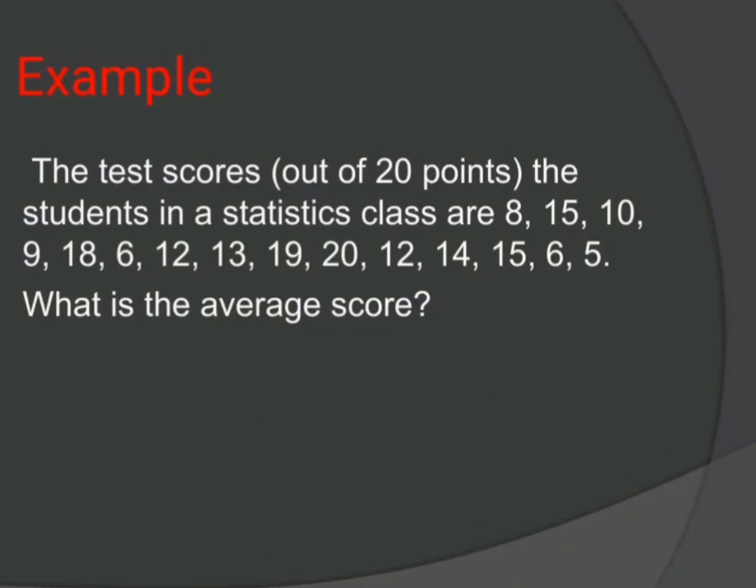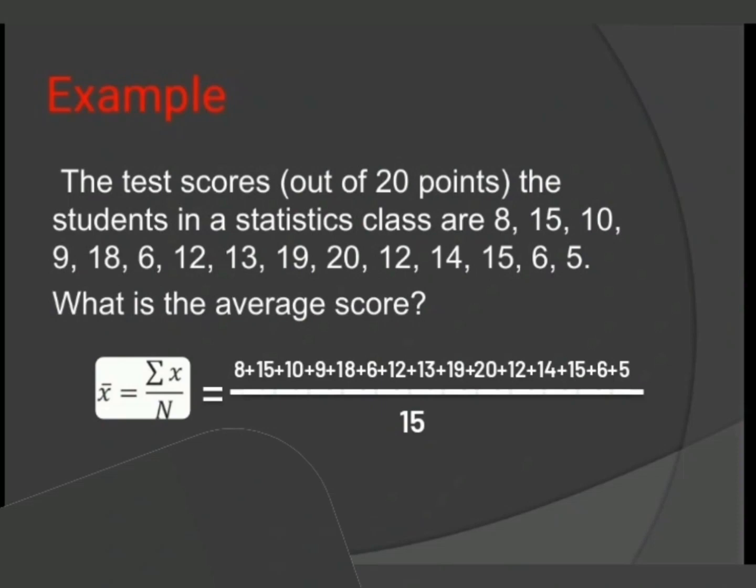For example, the test scores out of 20 points of the students in a statistics class are 8, 15, 10, 9, 18, 6, 12, 13, 19, 20, 12, 14, 15, 6, and 5. What is the average score?